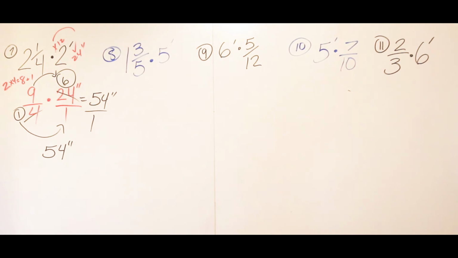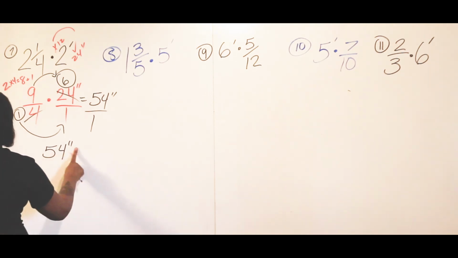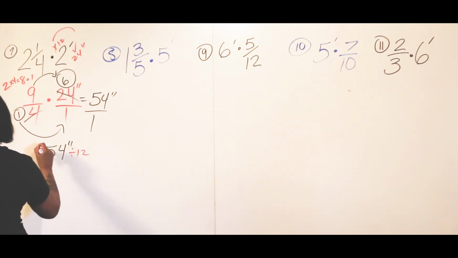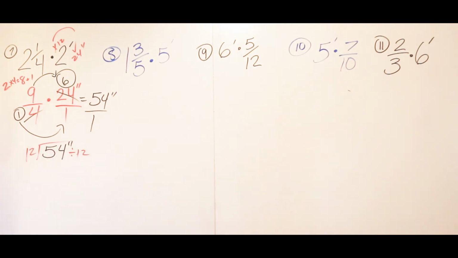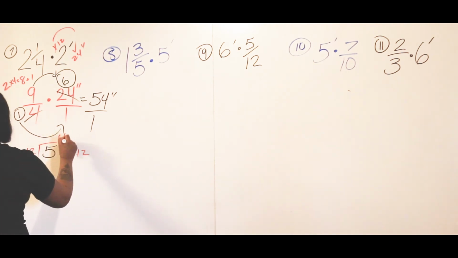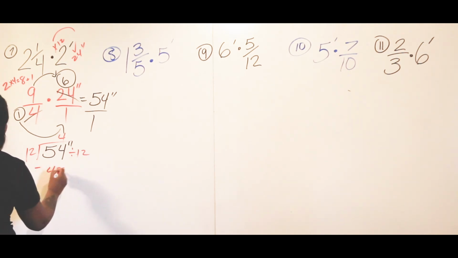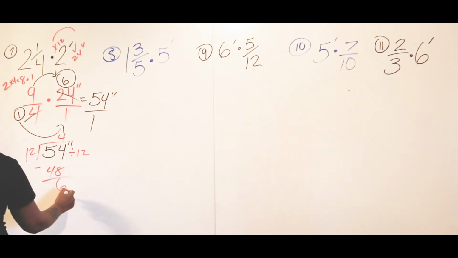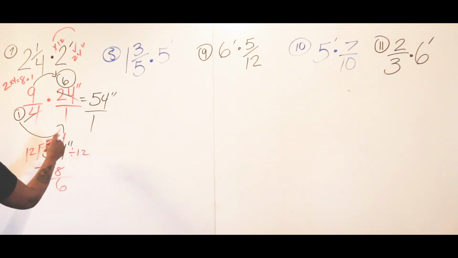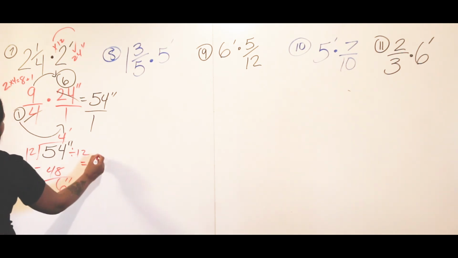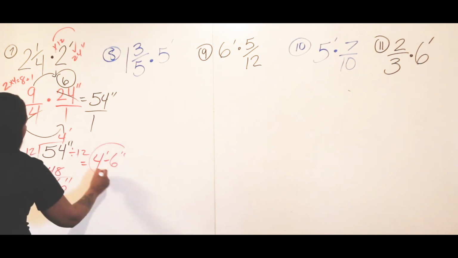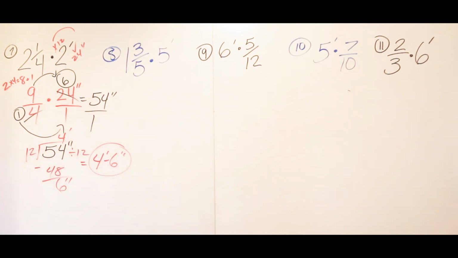So how many times can 12 go into 54? So now we're doing 54 divided by 12. How many times can 12 go into 54? 4 times. We subtract 48 from there. The 4 represents my feet. The 6 represents my inches. Final answer is 4 feet, 6 inches, no fraction. There was no fraction because we had 54 whole inches.